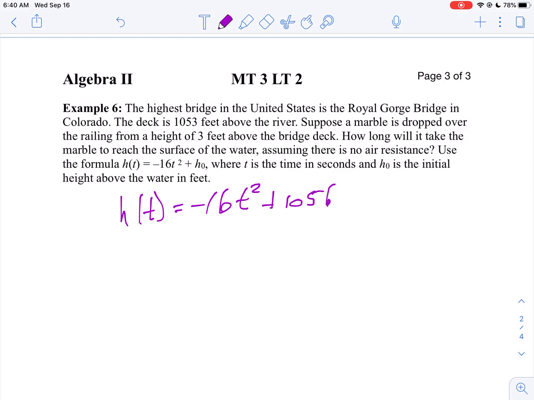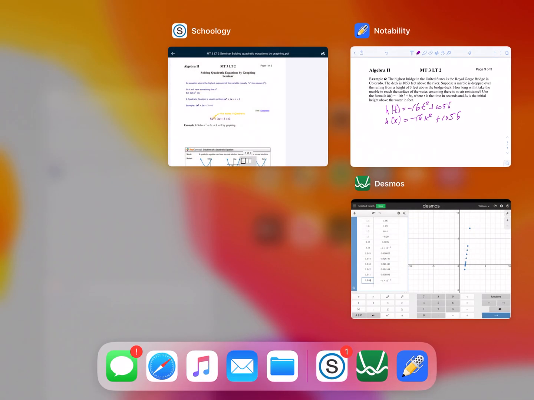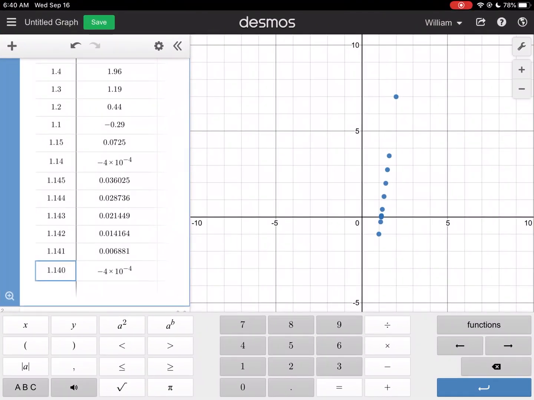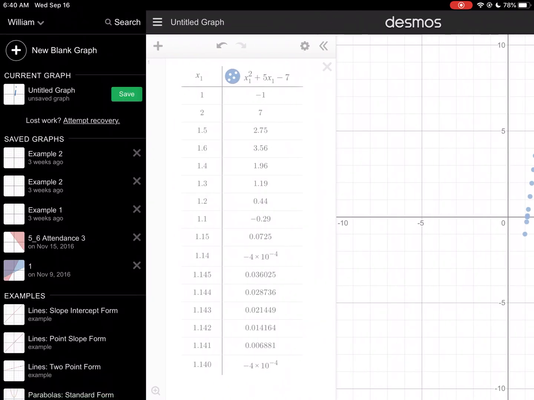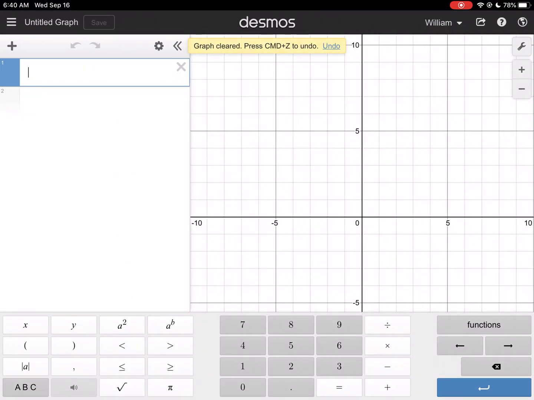Now if we're going to solve this by graphing, I'm just going to do h of x instead. So negative 16x squared plus 1056, because different variables have different things using technology, so we're going to use x. So now we go to our graphing calculator. This time, I'm going to create a new graph here. And this time we're going to just graph it.